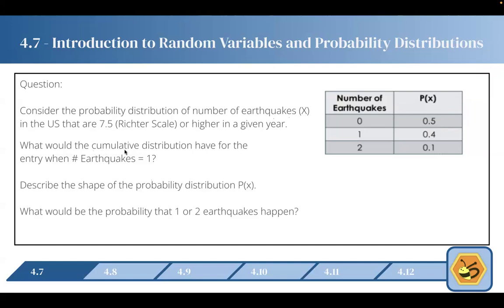Here's what I mean by cumulative distribution. All the cumulative distribution is saying is that, instead of discrete probabilities for each number of earthquakes, we're going to add all of the previous ones.